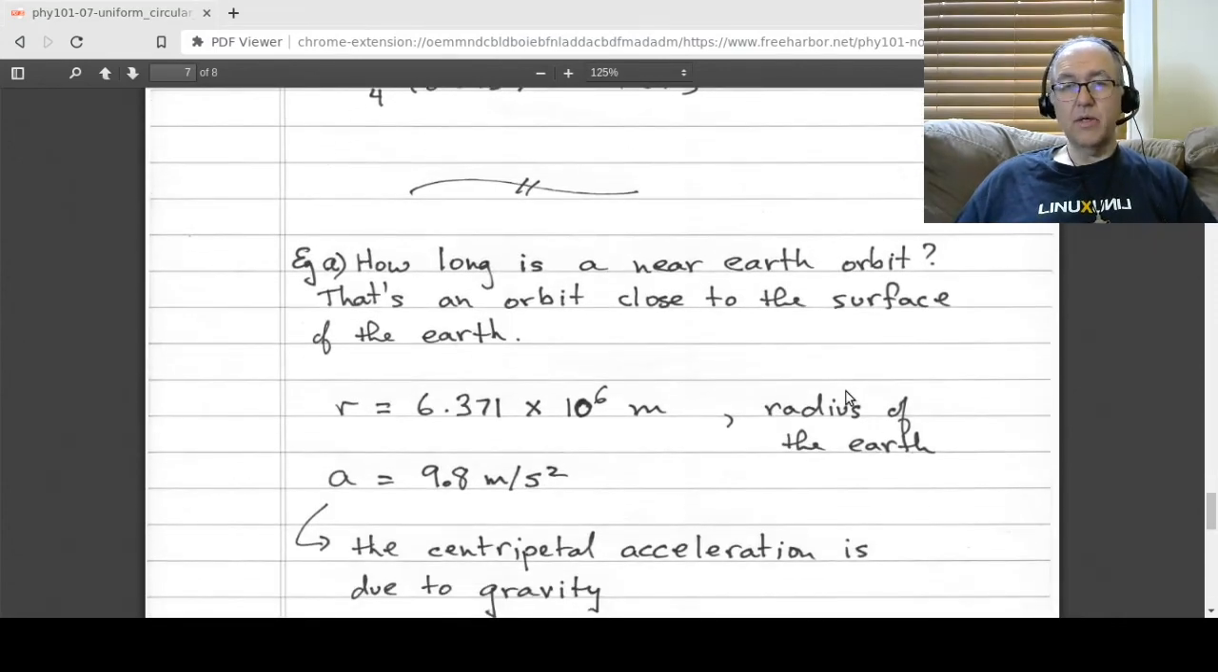Here's another interesting one. It's a little bit more abstract, okay? How long is a near-Earth orbit? And what's a near-Earth orbit? That's an orbit which is close to the surface of the Earth. Now, you can't actually make near-Earth orbits. And the reason you can't make a near-Earth orbit is because you can't orbit right at the surface of the Earth because of air. The air friction would just simply not allow it, okay?